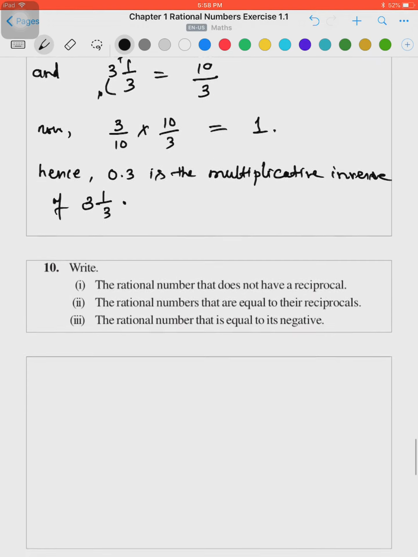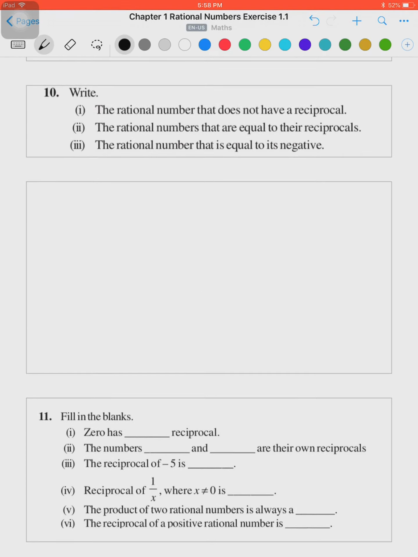Okay, that's our answer. Now the second last question, this is question number 10. You have to write the answer for this statement. The first one is the rational number that does not have a reciprocal. Like I had told in the previous session, there is a number which is 0 that does not have a reciprocal. So the answer for this is 0.